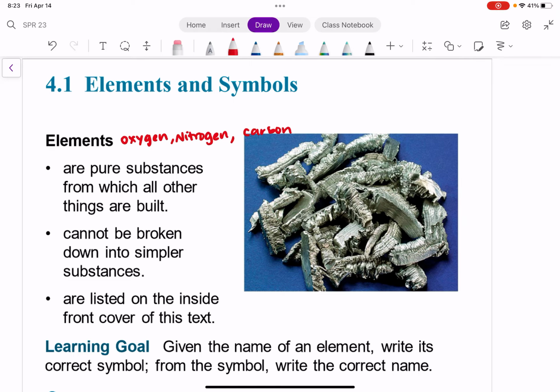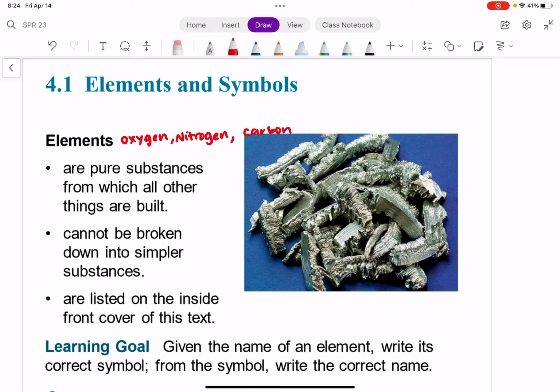And that's because carbon makes up a lot of the earth and is required for processes on the earth and in our body. So very important element. And elements actually make up the entire universe. So they're the building blocks of the universe. And they can't be broken down into simpler substances. So you can't really break down oxygen any further than it's already broken down.